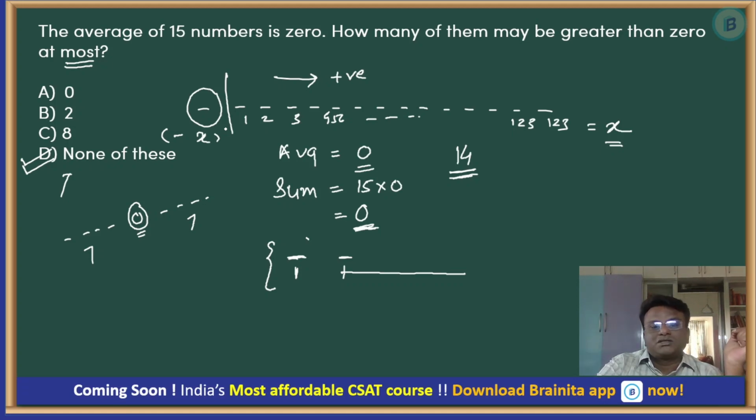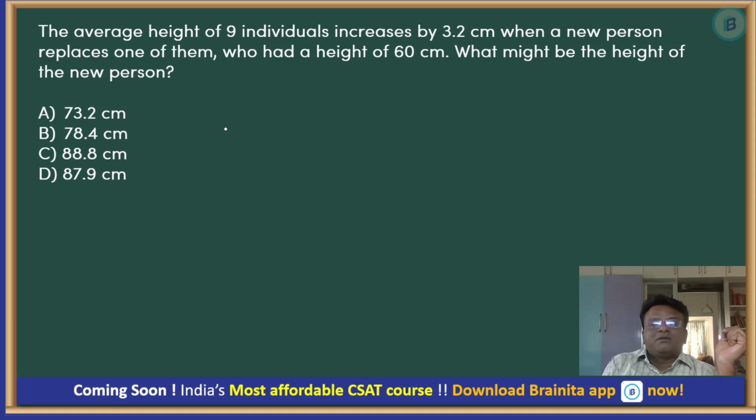Let us move to the next question. Now I am going to purely use the concept of contribution to the average to solve this. The average height of 9 individuals increases by 3.2 centimeters when a new person replaces one of them who had a height of 60 centimeters. Now here you have to use that principle because तुमको पता ही नहीं है कि उनका एवरेज पहले क्या था. You don't know the original average.